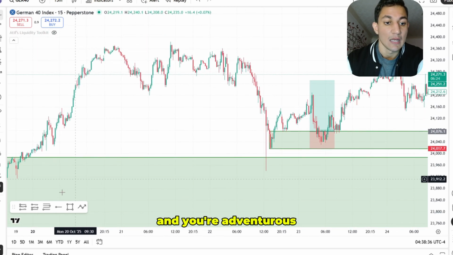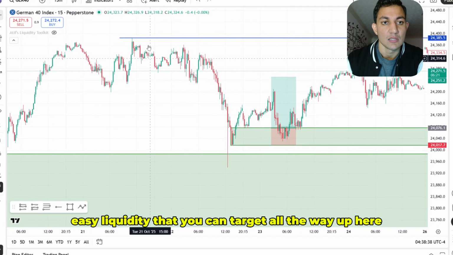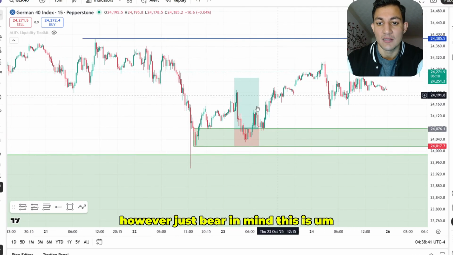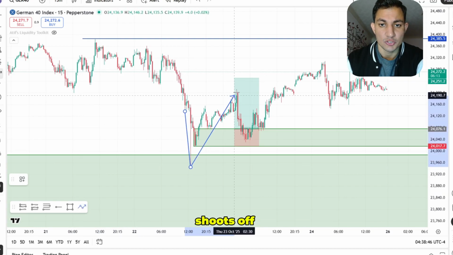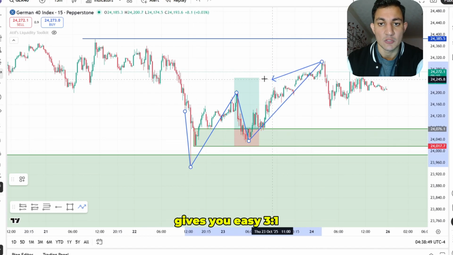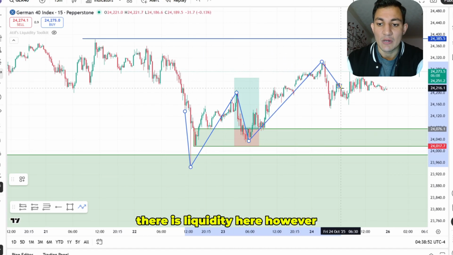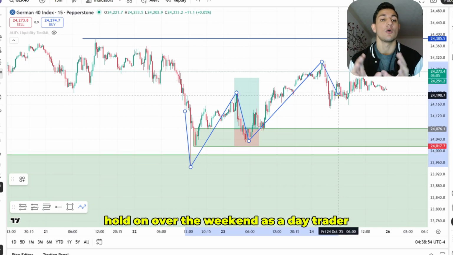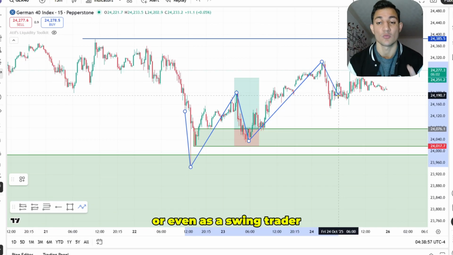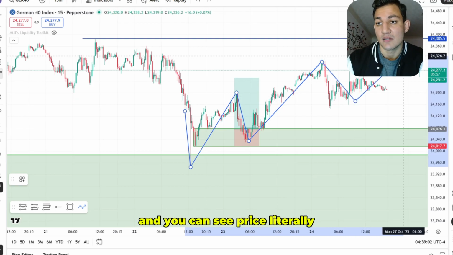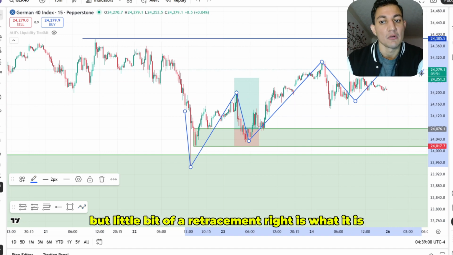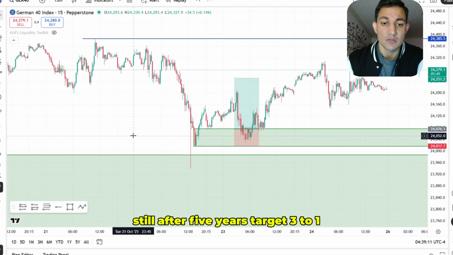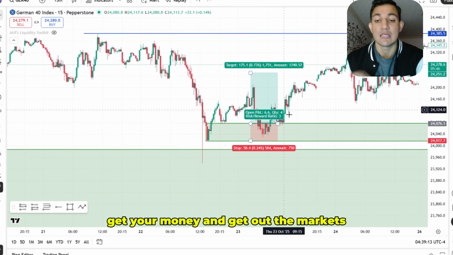Or if you really want to and you're adventurous, there's easy liquidity that you can target all the way up here. However, just bear in mind this is Thursday's price action. So price hits the 4-hour order block, shoots off, new order block that we enter on, gives you an easy 3-to-1. There is liquidity here. However, this is Friday. I would never hold on over the weekend as a day trader or even as a swing trader. If you're a swing trader trading the 4-hour, absolutely, but not on the 15-minute chart. And you can see price literally, as I'm recording this, gaps up, basically hits take profit, but a little bit of a retracement, right? Is what it is. But for me, always, still after 5 years, target 3-to-1, get your money and get out of the markets.